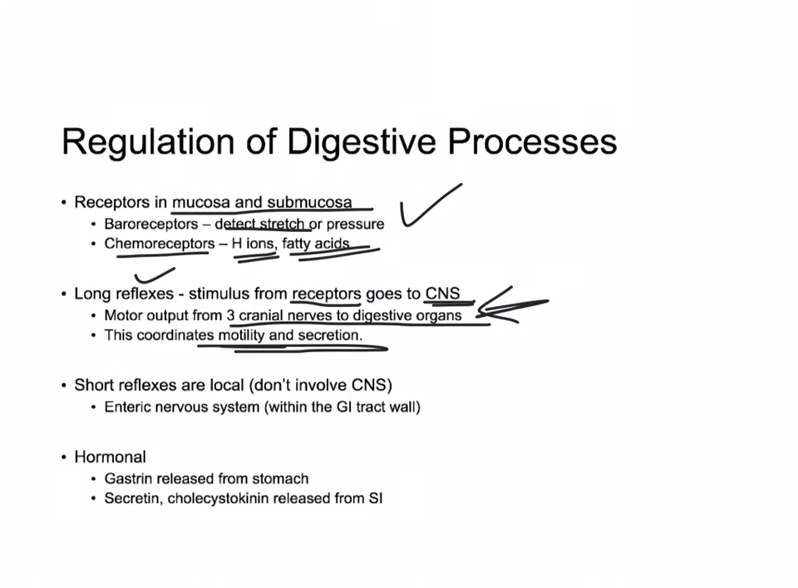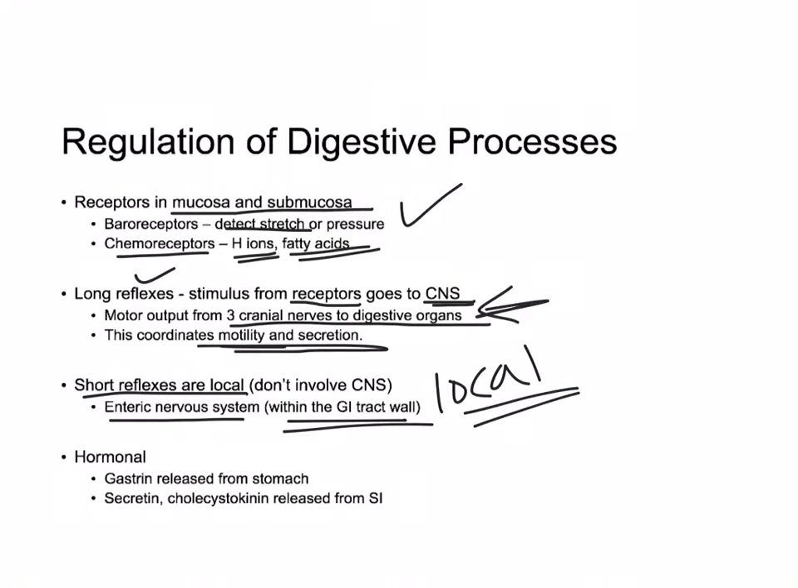Okay, now there are these things called short reflexes, and they're just local. Okay, so they only involve the GI tract. So they're part of the enteric nervous system, so it's within the GI tract wall.